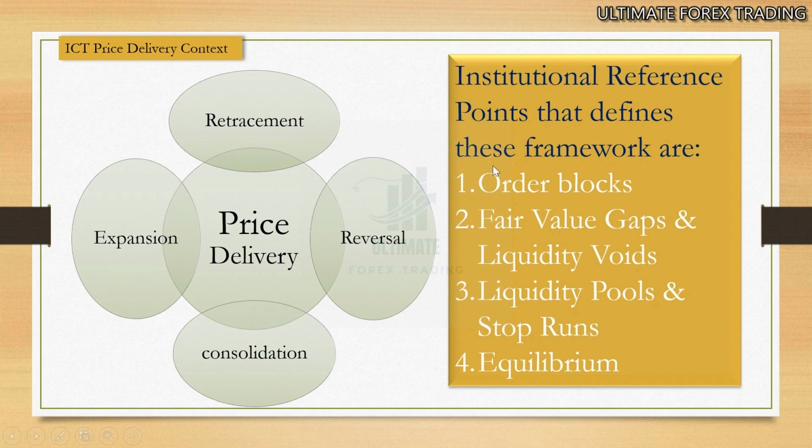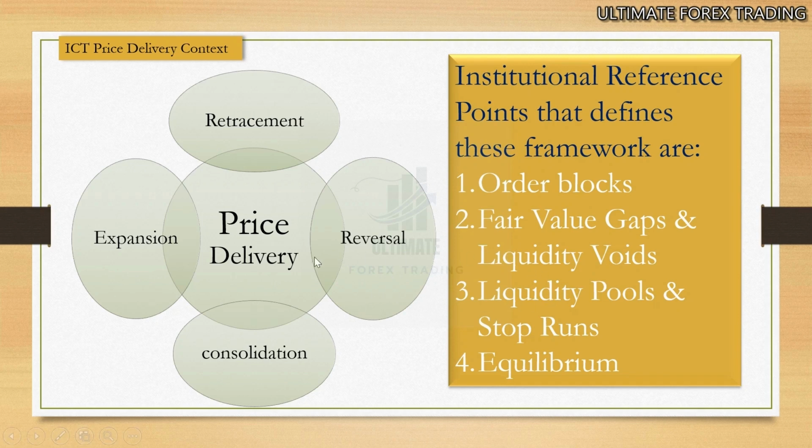So the institutional reference points that define this framework are order blocks, fair value gaps, liquidity voids, liquidity pools, and stop run equilibrium. What this means is that these institutional reference points are going to be paired with these price delivery elements, right?